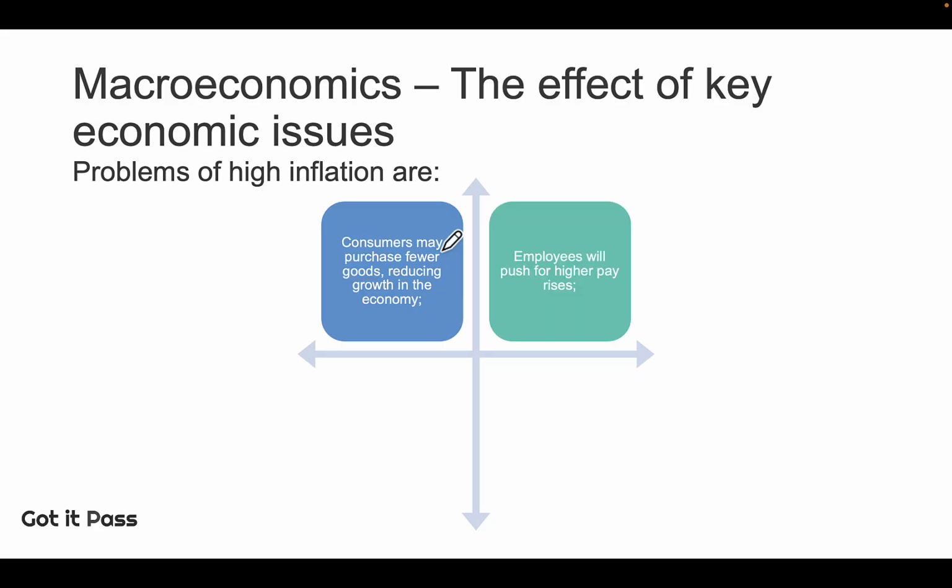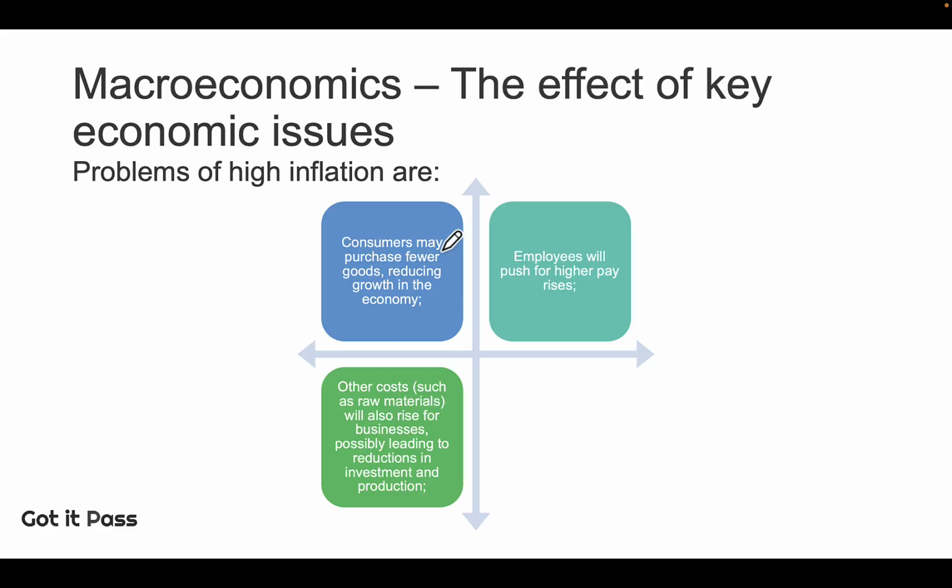And the second problem of high inflation is that employees will push for higher pay rises. It's quite simple, because when employees take their salary back home and see they cannot buy enough food, it will push them to request a higher salary increase when they go back to their office or the factory, in order to match the high prices in the economy.